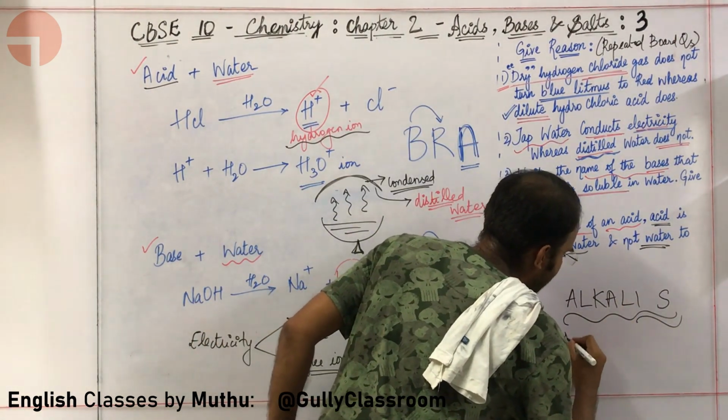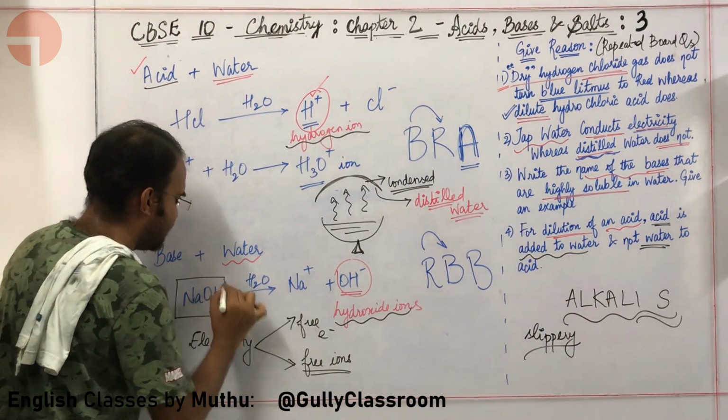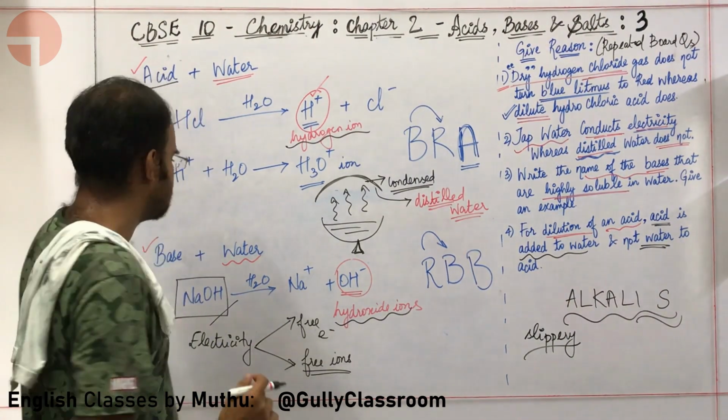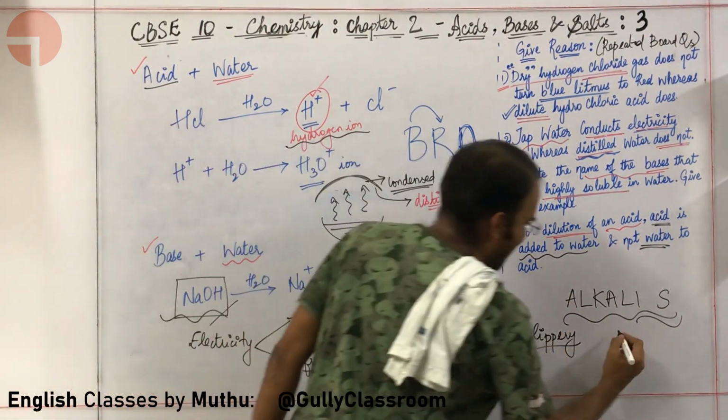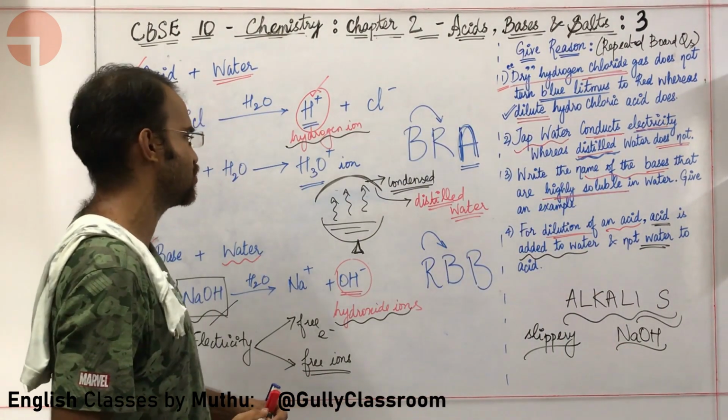Alkalis are usually slippery in nature. A good example for alkali is NaOH, sodium hydroxide or caustic soda.